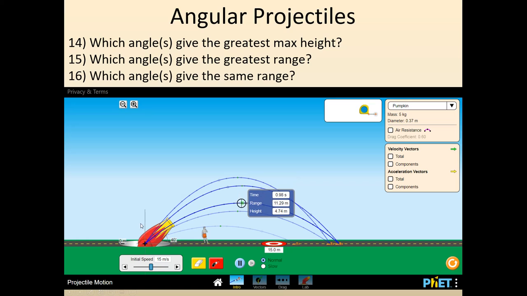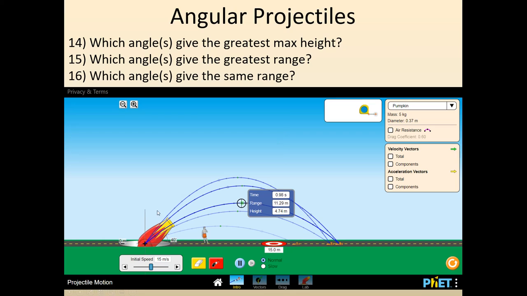So it turns out that any two angles that add up to 90 will give the exact same range. So they turn out to be complementary angles. So the answer to these questions would be 90 degrees, 45 degrees, and complementary angles.